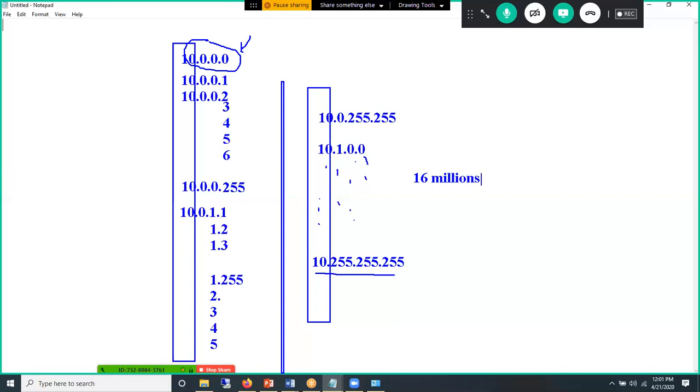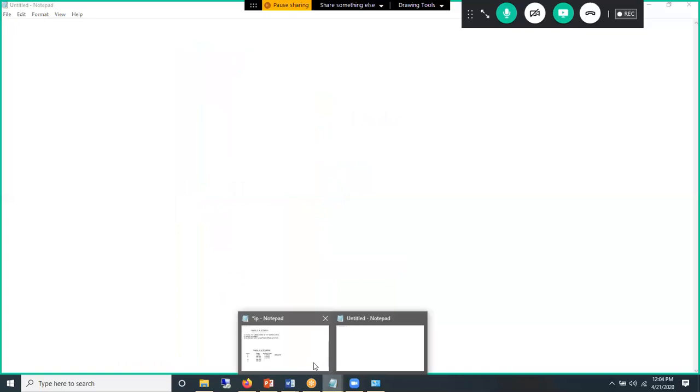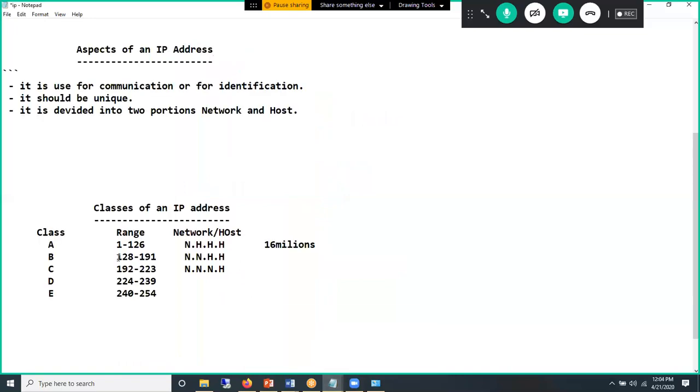This is the class A IP. Okay. The next we have class B. The range of class B is from 128 to 191. And remember, class B has two network portions and two host portions. So when you want to configure class B, 16 bits are reserved for the network, 16 bits are reserved for host.